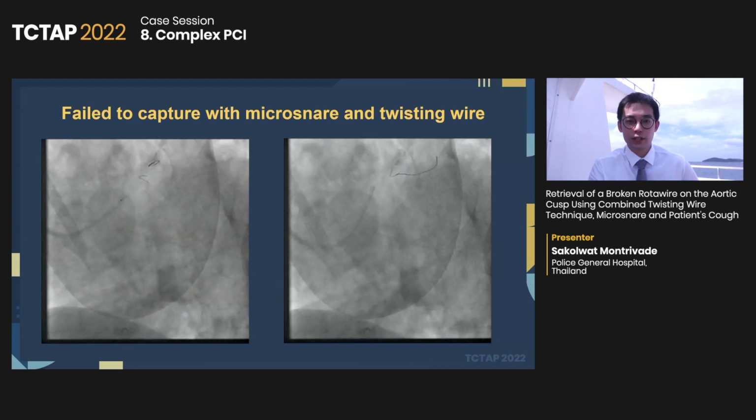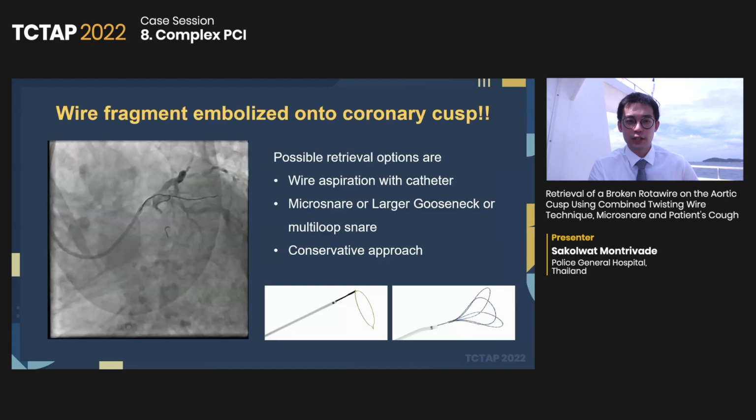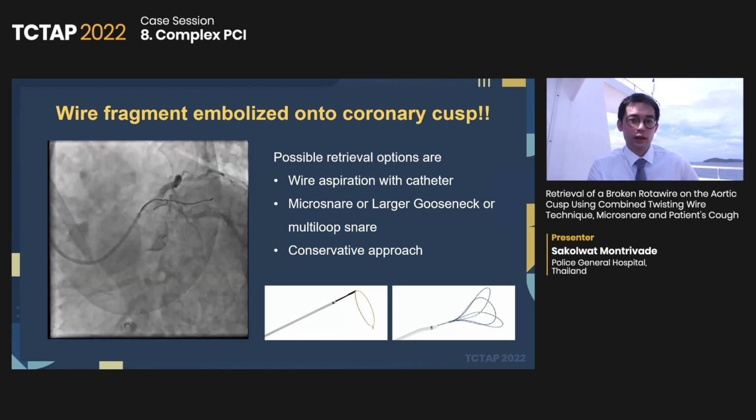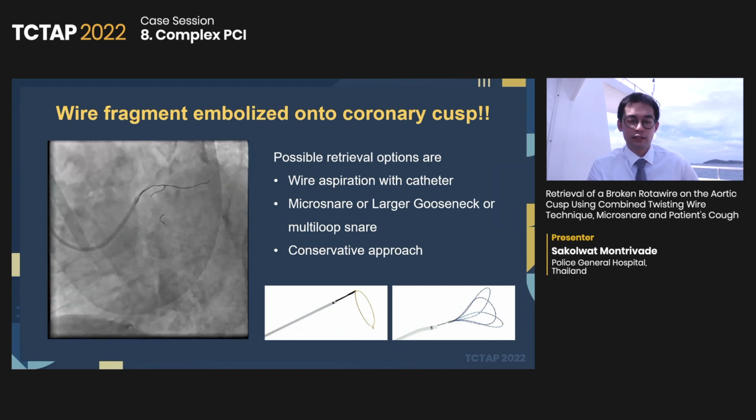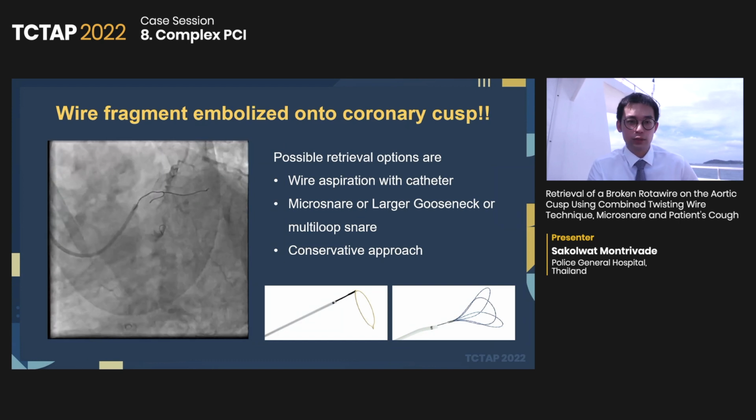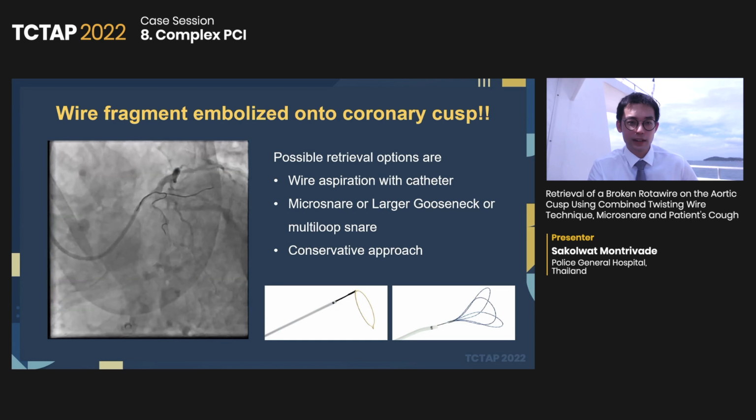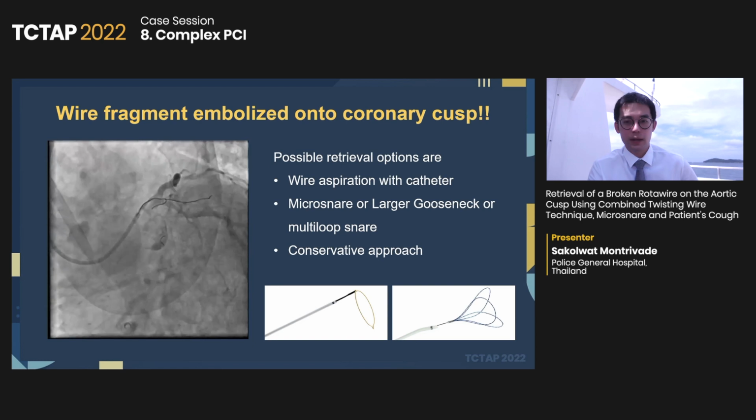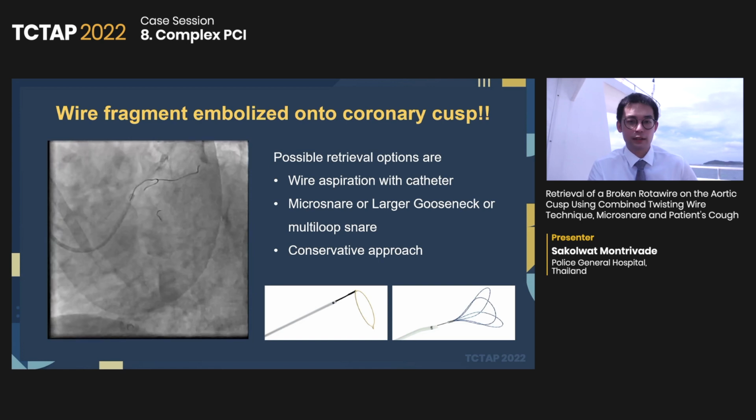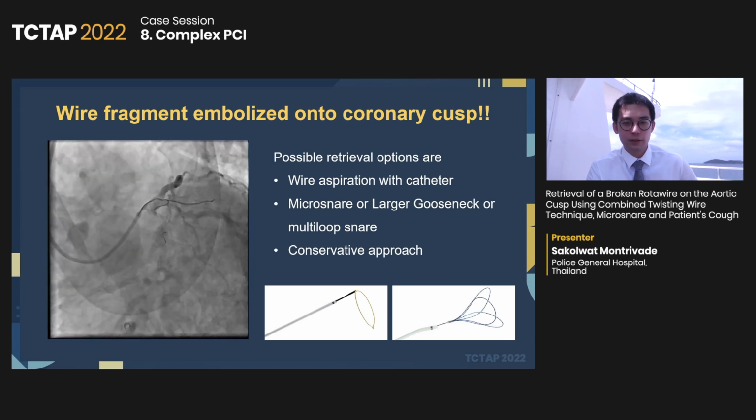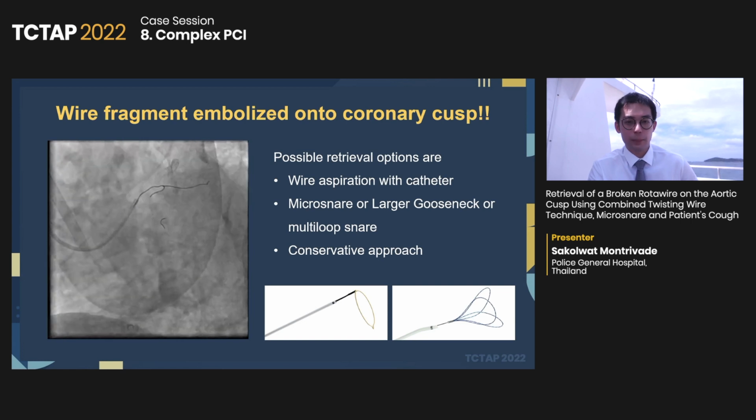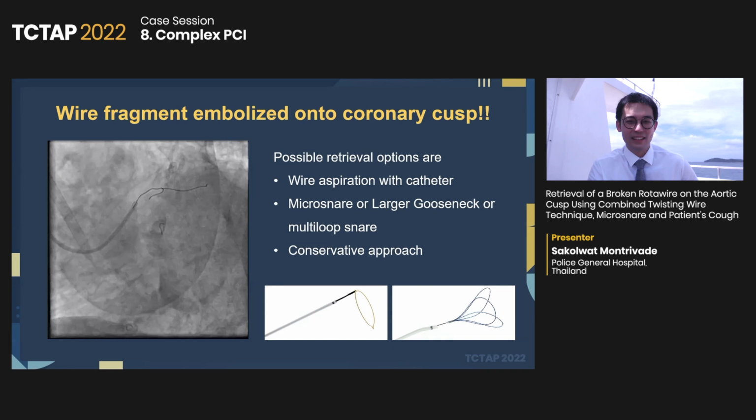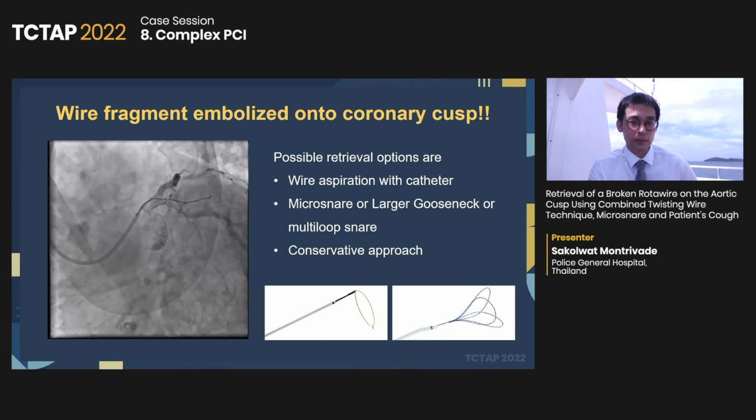Unfortunately, when we checked again, the rotor wire fragment embolized onto the aortic cusp. In this situation, it may be very difficult to retrieve because it's a free space. Our option may be to use a bigger catheter and aspirate the wire, or use a different snare such as the gooseneck or multi-loop, or lastly, just leave it like that and do the conservative approach.